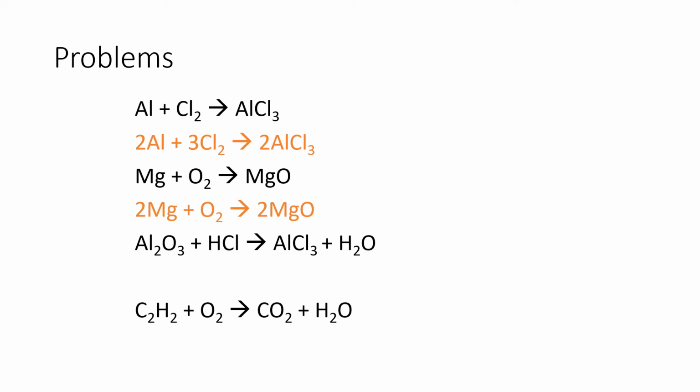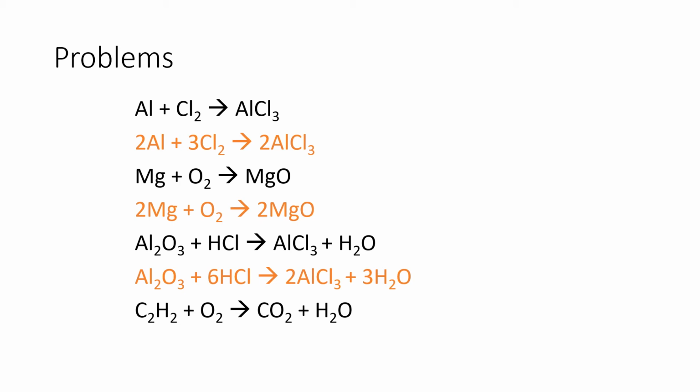I'll start with the aluminum. If I have 2 aluminums on one side and 1 aluminum on the other, that means I'm going to need 2 aluminum chlorides. All right. Well, that now means I have 6 chlorines on that side. So I go back to the reactant side, and if I have 6 chlorines, that means I need 6 HCl's. Okay. But that gives me 6 hydrogens, so I have to go back to the product side and make 3 H2Os, which gives me the 3 oxygens from the Al2O3.